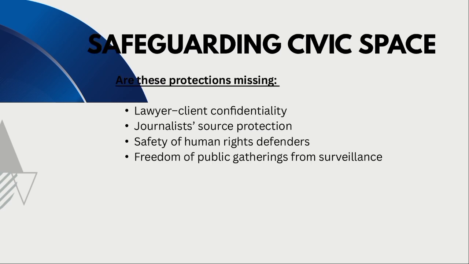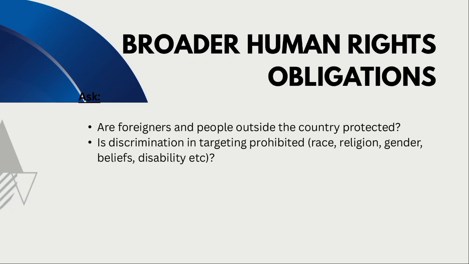Next, we talk about safeguarding civic space. If these protections are missing, then the framework severely violates international human rights standards. Number 1 is lawyer-client confidentiality. Number 2 is journalist source protection. Number 3 is safety of human rights defenders. Number 4 is freedom of public gatherings from surveillance. If these are absent, then there is a grave violation.